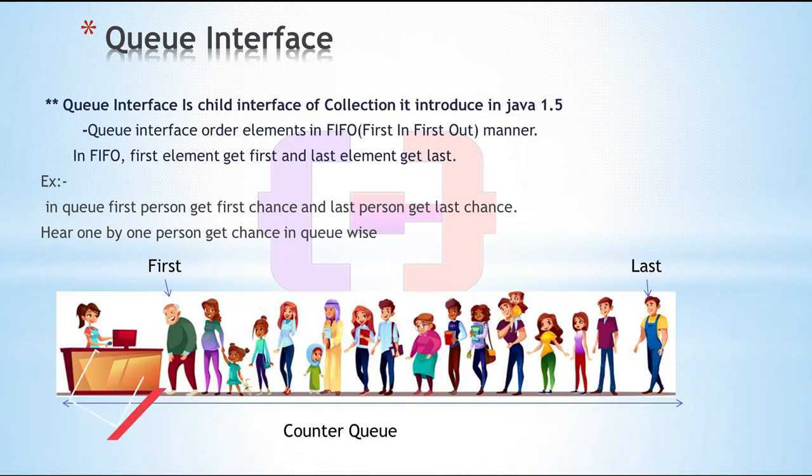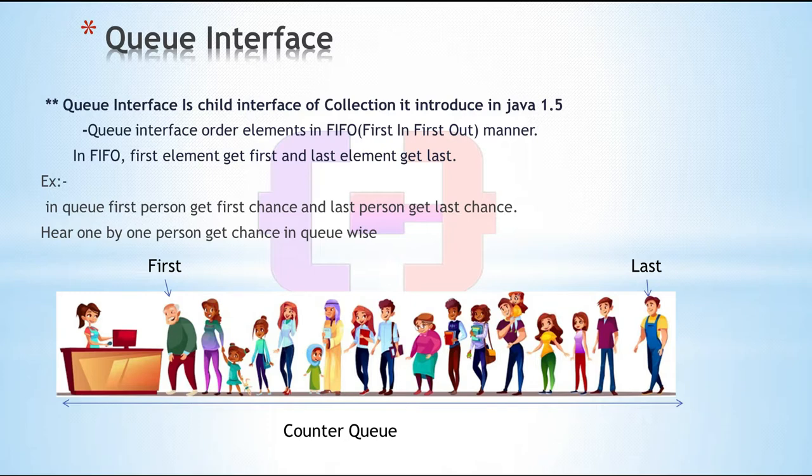So what is a queue? Queue interface is a child interface of collection. It was introduced in Java 1.5. We already know the whole collection framework was introduced in Java 1.2, but this queue part was introduced later in 1.5. Queue interface orders elements in a FIFO manner, first in first out. In FIFO, the first element gets the first chance and the last element gets the last chance.